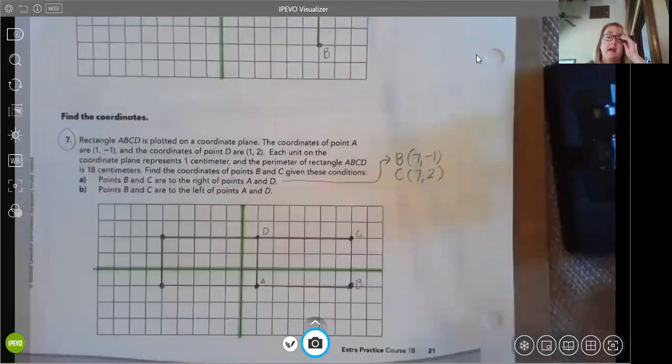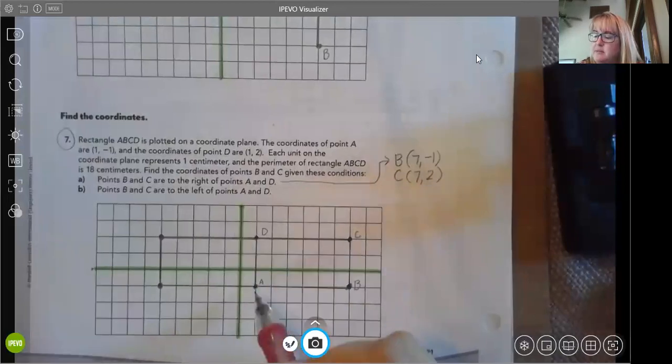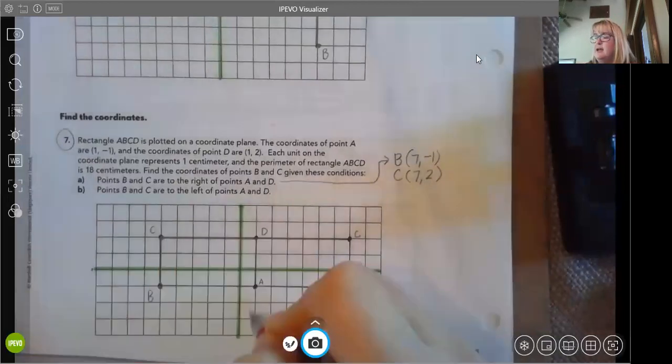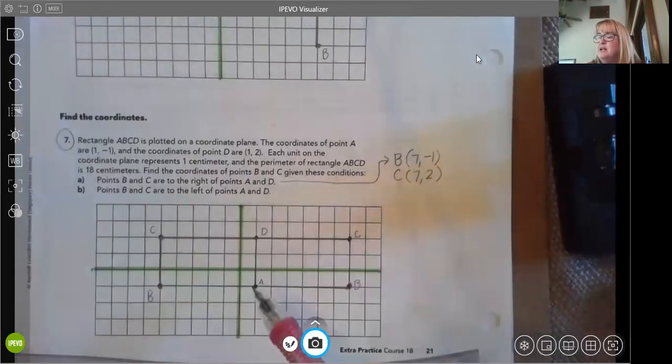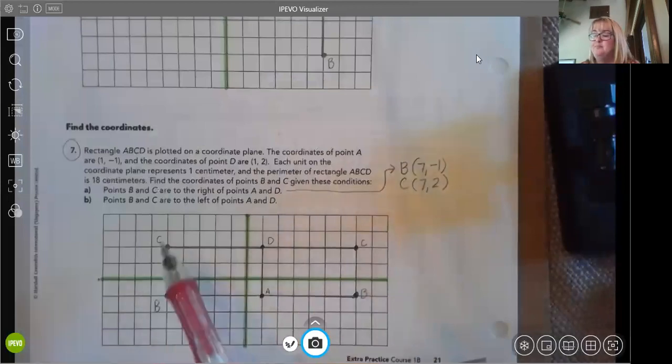All right, A connects to B. So if I'm going this way, I'm going to do A to B, B to C, C to D, and then D back. Okay, so A was if C and B are over here. B asks, what if it's on the other side? What are the coordinates now of B and C?